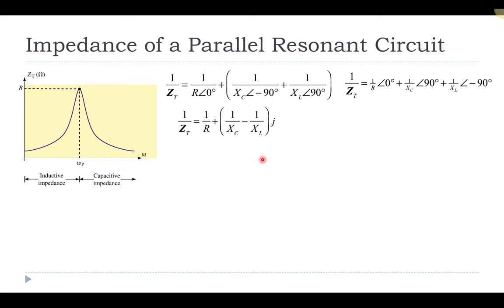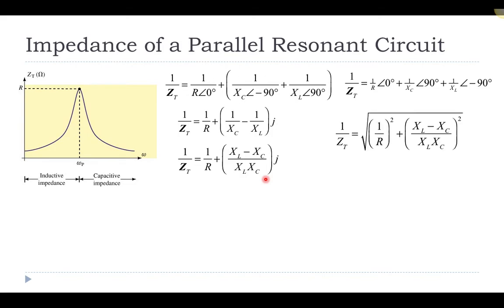So using this, I can put those terms that are the imaginary parts over a common denominator, and I get the inductive reactance minus the capacitive reactance over the multiplication of those two quantities. And then I have a complex number that has a real part and an imaginary part, so I can determine the amplitude, or the magnitude, of that complex number by using the square root of the real part squared plus the imaginary part squared.